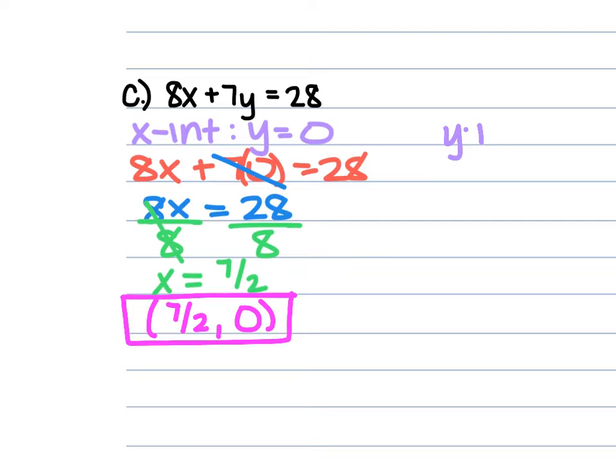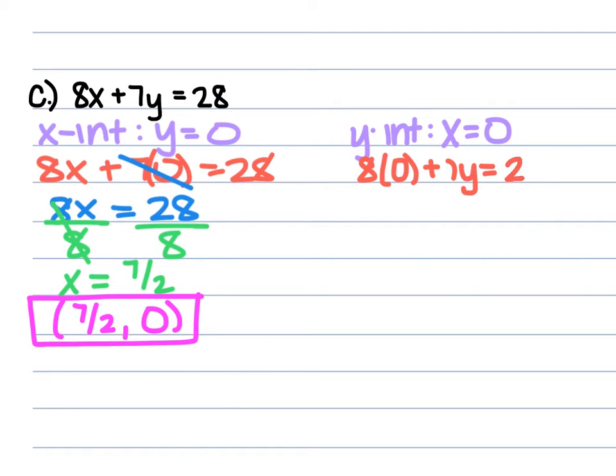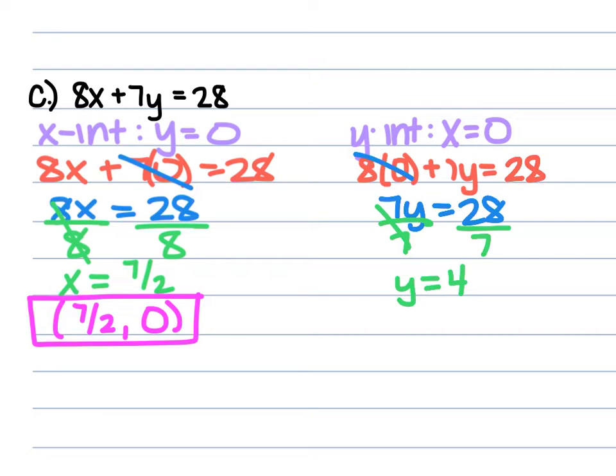For our Y-intercept, we're plugging in 0 for x. So this is going to give us 8 times 0 plus 7y is equal to 28. So this cancels out, so 7y is equal to 28. Divide each side by 7. We have that y is equal to 4. So this is the ordered pair, 0, 4.